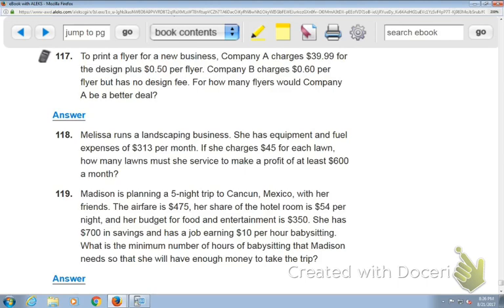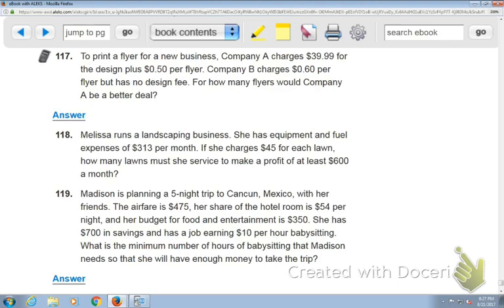Why don't we take a look at number 118? Just for those of you out there who might be business-minded. Here we have: Melissa runs a landscaping business. She has equipment and fuel expenses of $313 per month. If she charges $45 for each lawn, how many lawns must she service to make a profit of at least $600 a month?